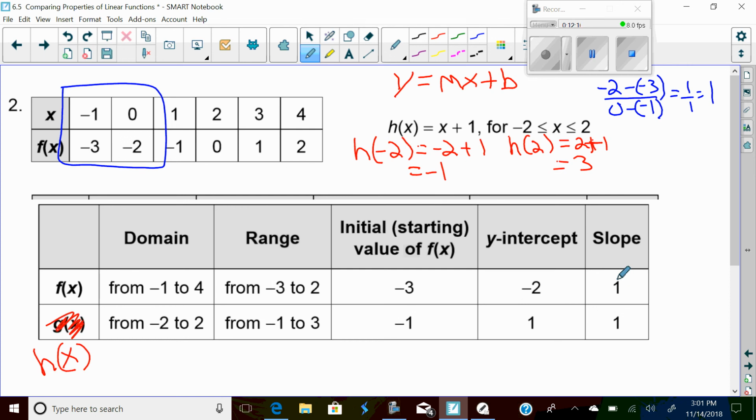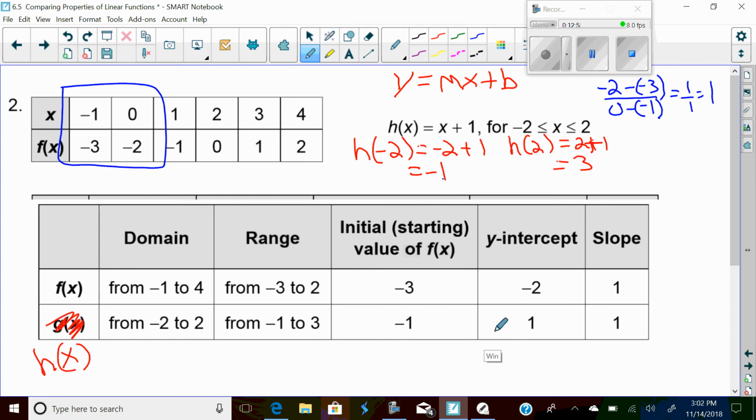They give you the domain, which is -2 to 2. So from -2 to 2 is the domain. The range is when you put in your first domain and your last domain. So that's how you get your range. So I plug that in. So -2 plugged in for h of x is going to be equal to -2 plus 1, which gets you a -1. So the initial value in the very beginning of the range is -1. Then at the end, I plug in a +2, 2 here. So I've got 2 plus 1, and that's going to get me 3. So my range is going from -1 to +3.